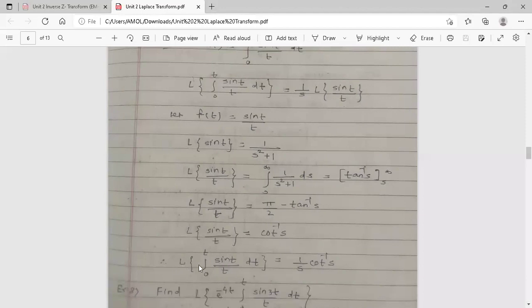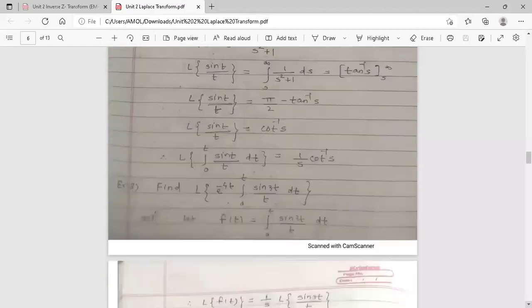Now the Laplace transform of integration over 0 to t of sin t upon t dt. Now use here the integral property, the Laplace transform of an integral. What is the integral property? You just divide the Laplace transform of sin t upon t by s. The Laplace transform of sin t upon t is cot inverse s. You divide it by s only. That is the Laplace integral property, the Laplace transform of an integral. So this is your answer here.